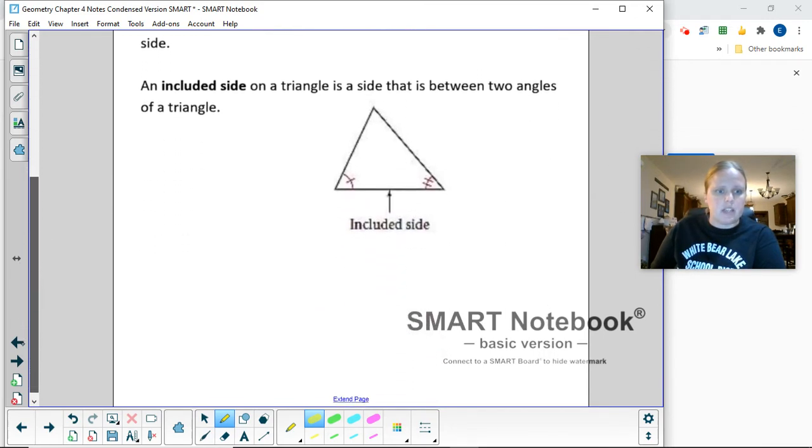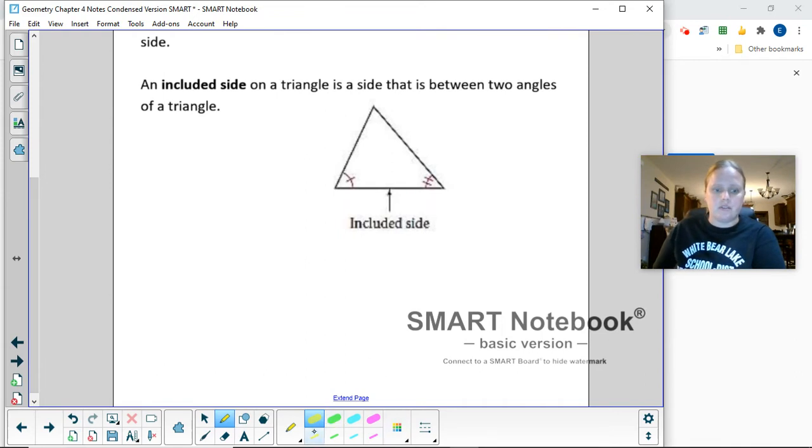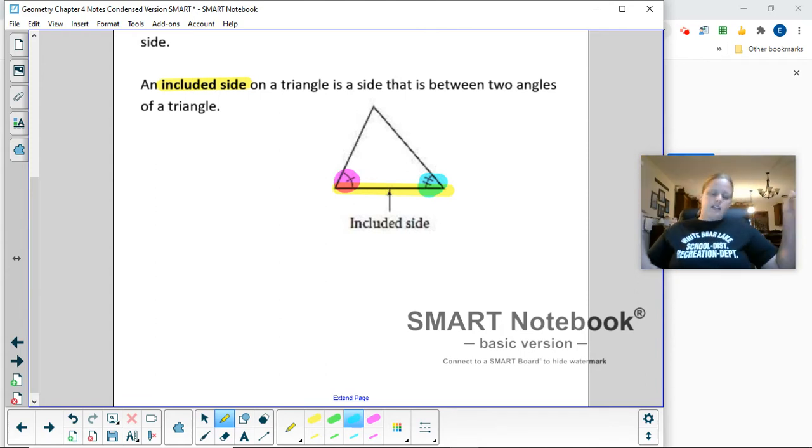Last time we talked about included angles. This time, we're going to be looking at included sides. To be an included side, it is a side that is between 2 marked angles. So here you can see this yellow side has, like, 2 hand friends next to him. So he's included in the group.